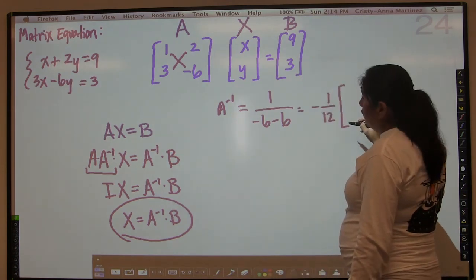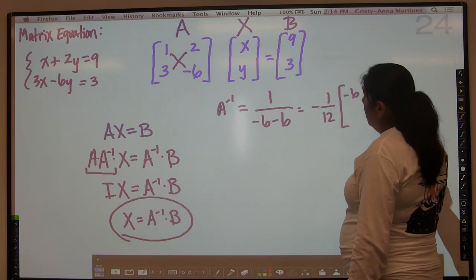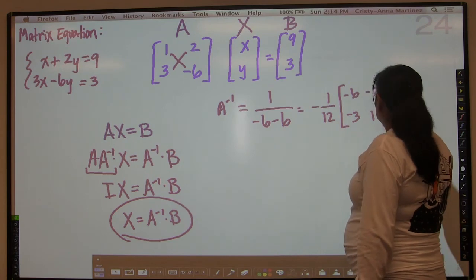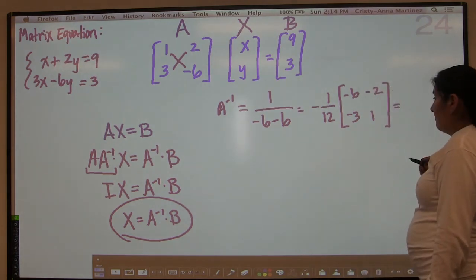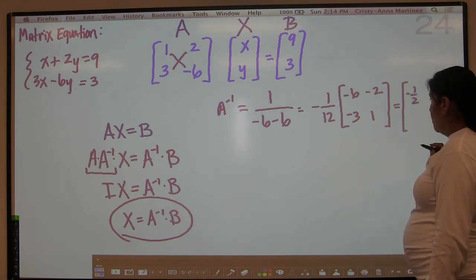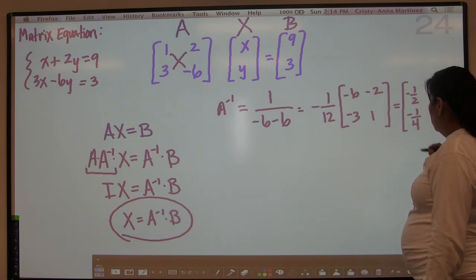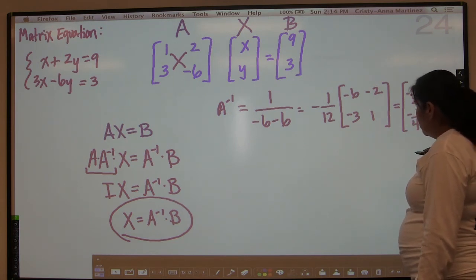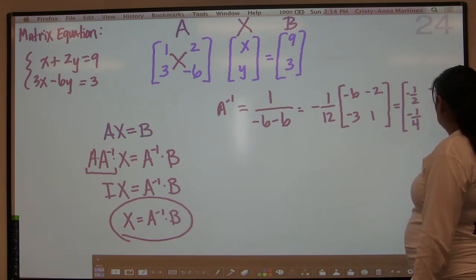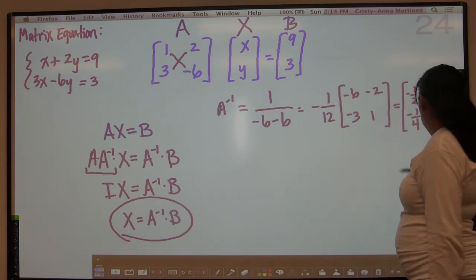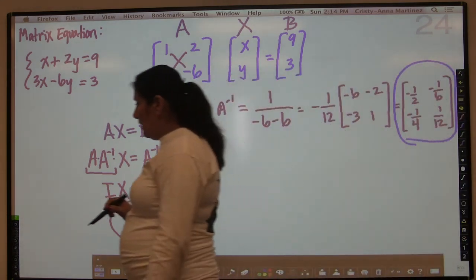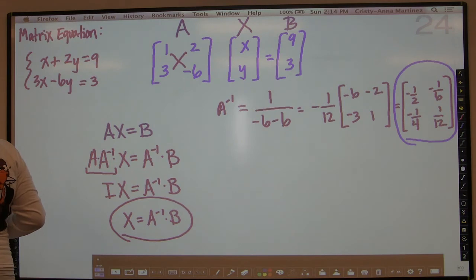And then I'm going to invert negative 6 here and a 1 there. And then negative 2 and negative 3. So my inverse is going to be 6 divided by 12 is negative 1/2. Negative 3 divided by 12 is negative 1/4. And negative 2 divided by 12 is negative 1/6. And then 1/12. So this here represents my inverse for right now.